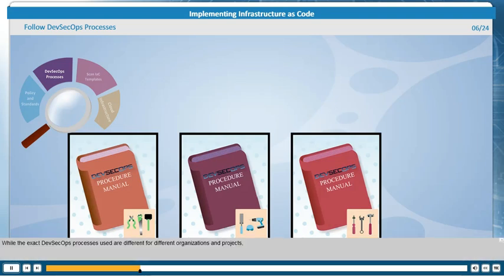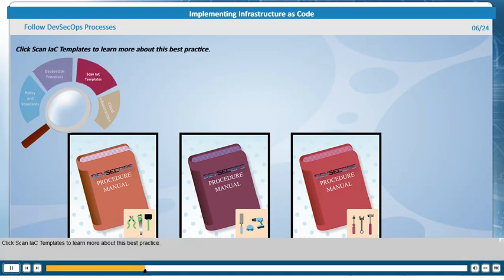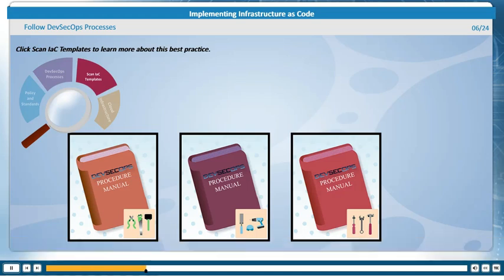While the exact DevSecOps processes used are different for different organizations and projects, these existing automated security activities, including testing and vulnerability scanning, can be adapted to infrastructure as code templates, although additional specialized tools are likely to be required. Click Scan IaaC Templates to learn more about this best practice.